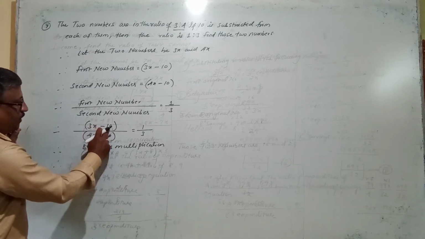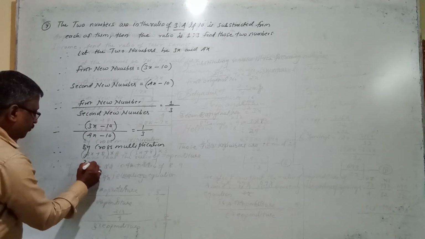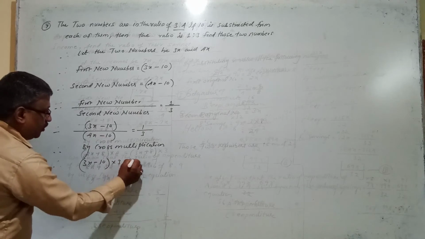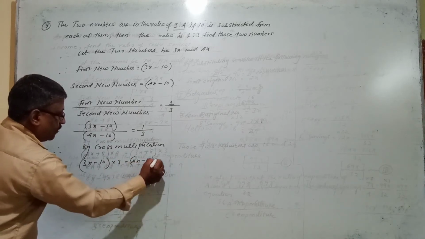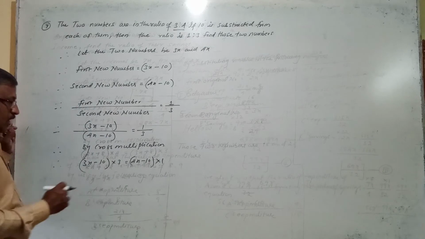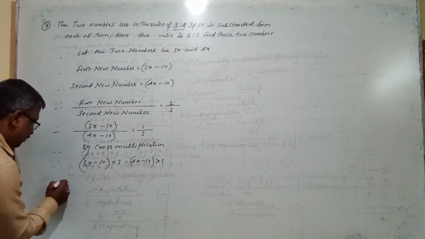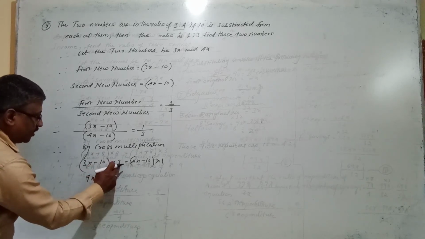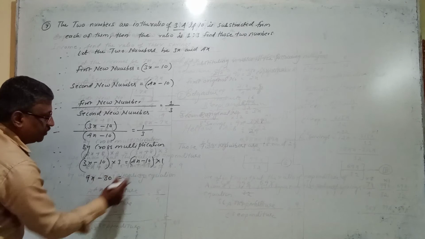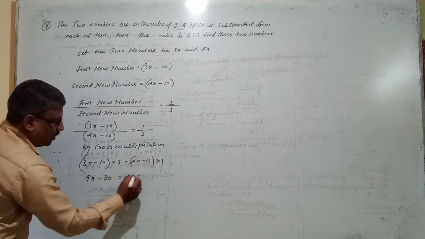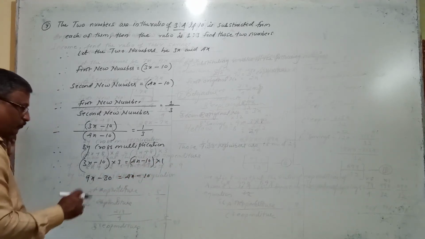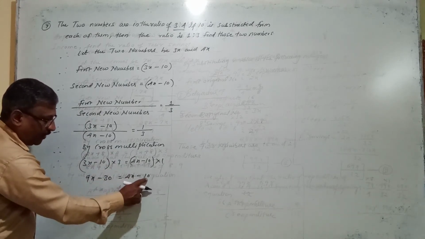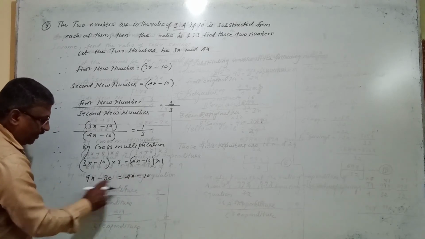Means 3x minus 10, you multiply by 3, equal to 4x minus 10, you multiply by 1. Open the brackets. So 3 into 3x you will get 9x, minus 3 into 10 you will get 30, equals 1 into 4x you will get 4x, minus 1 into 10 you will get 10. So again see, from 9x we cannot subtract 30, or from 4x we cannot subtract 10, but 30 and 10 we can solve, 9x and 4x we can solve.